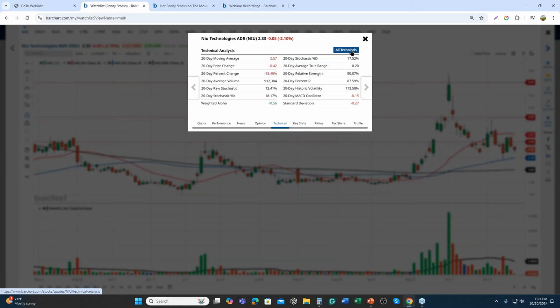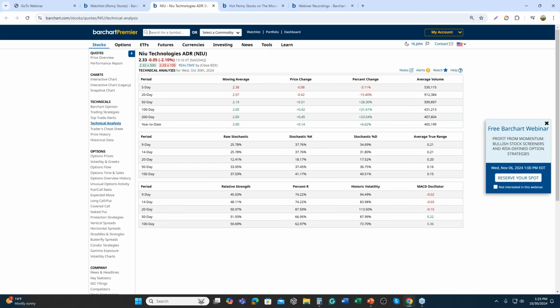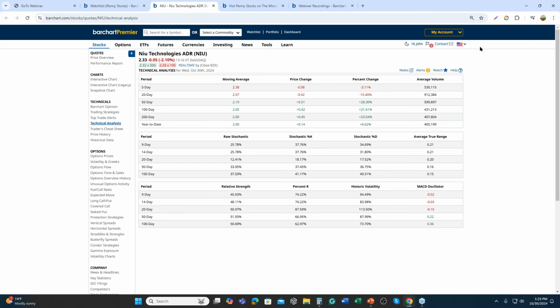So we might want to look for a smaller period of time, right? Or a smaller look back. So if I clicked on the all technicals, that will take me to this page. And here you can see that we have an average true range. We give you different measurements. And a shorter term 9-day or 14-day, typically with penny stocks, will be greater than, let's say, the 20-day.